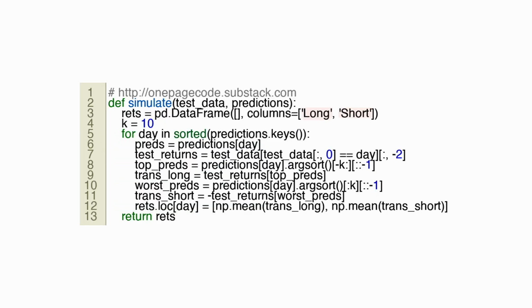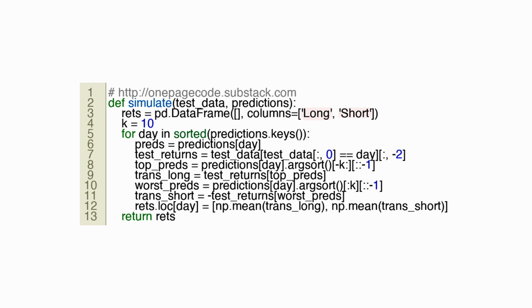This code takes in two arguments, test data and predictions, and creates an empty data frame called rets with two columns named long and short. Then it sets k equal to 10. Next, a for loop is used to iterate through the sorted keys of the predictions dictionary. Within the loop, the code retrieves the predictions for the current day from the predictions dictionary. It then filters the test data based on the current day and selects the second to last column, representing the test returns for that day.